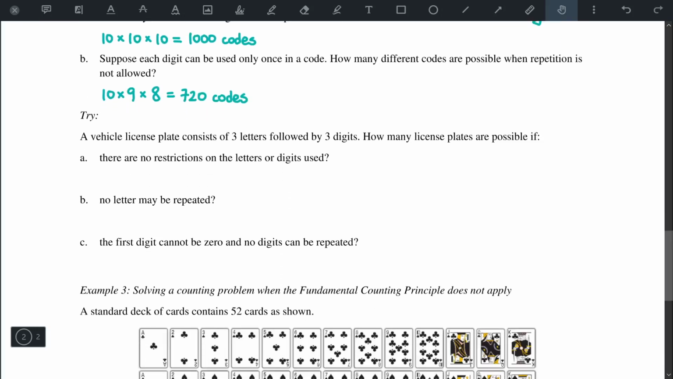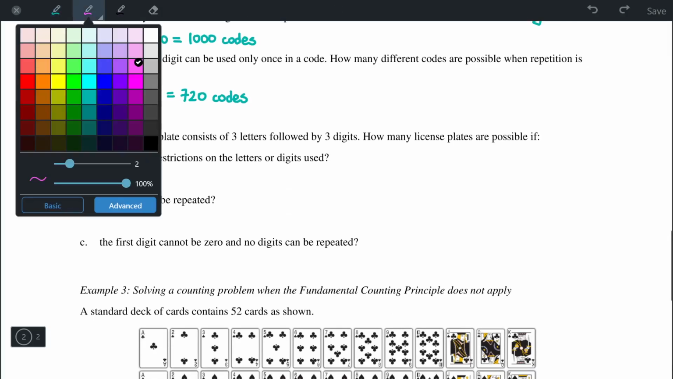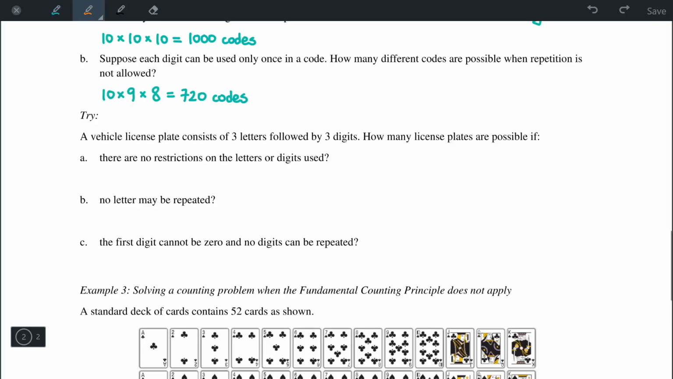And of course, we can make a question that's even more challenging than that by changing the parameters just slightly. A license plate consists of 3 letters followed by 3 digits, and we're looking at how many license plates are possible. So if there are no restrictions on the letters or the digits, then we have 26 different letters times 26 different letters again times 26 different letters the third time, because there are 3 of them. And then we're going to multiply by 10 for the first digit, 10 for the second digit, and then 10 for the third digit.